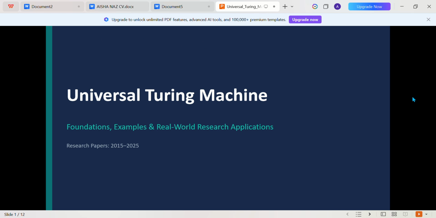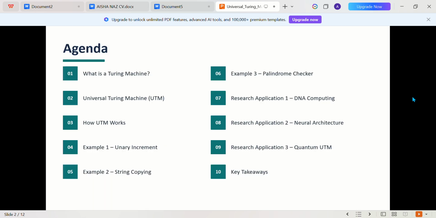Hello everyone, this is Aisha Naz and today our lecture will be on the topic Universal Turing Machine. So we'll be going through what is a Turing machine, then Universal Turing Machine and its working, and then a few examples along with the applications from the research papers.